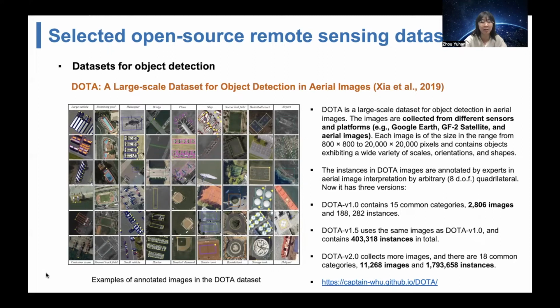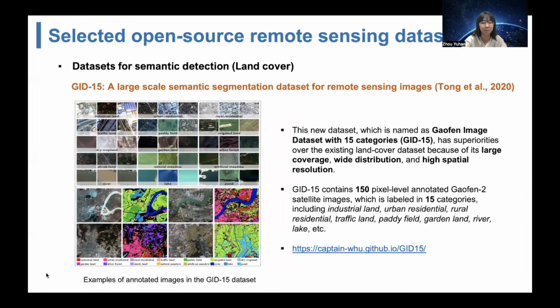The images of this dataset are collected from different sensors and platforms, for example, Google Earth, Gaofen-2 satellites, and aerial images. This dataset is developing and has now reached its second version. In its second version, there are 18 common categories, nearly 11,000 images, and nearly 2 billion instances.